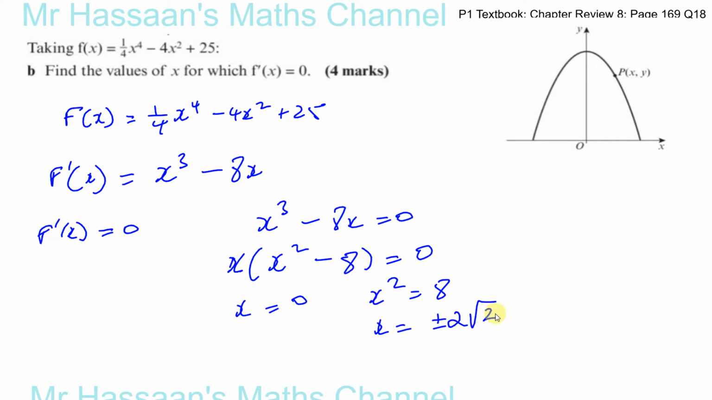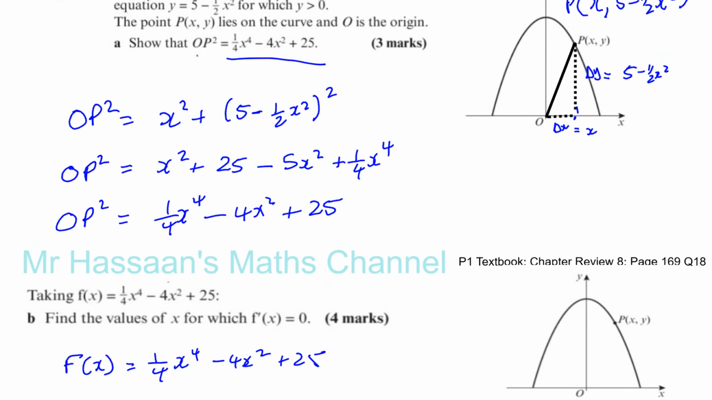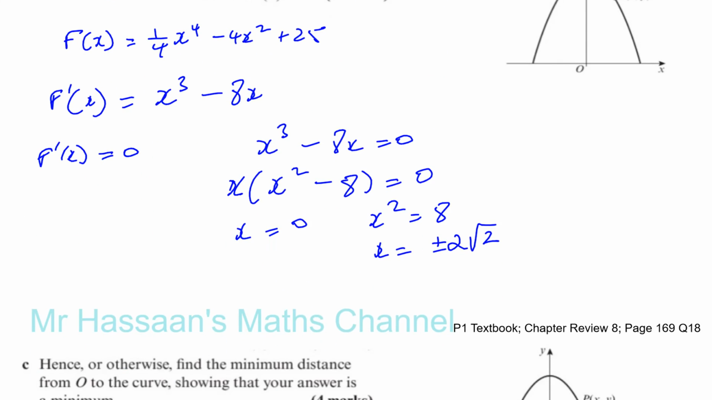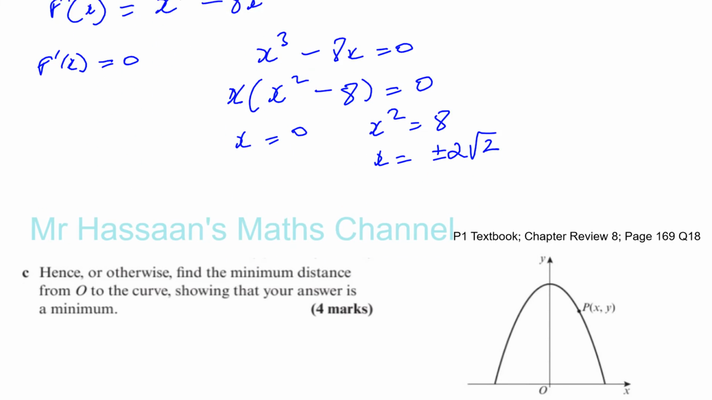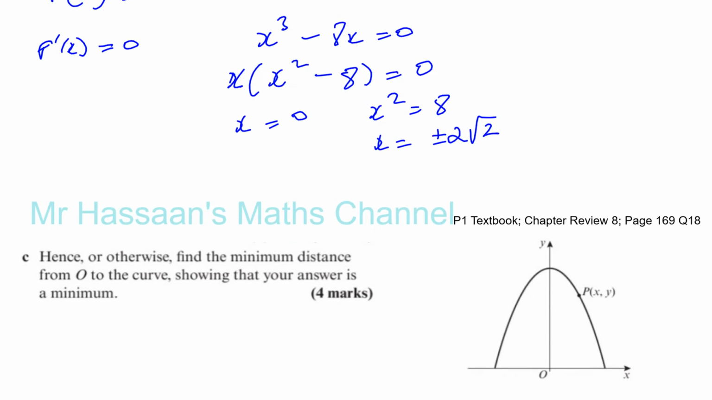4 times 2 is 8, so you take the 4 out of there. So x equals plus or minus 2 root 2. Okay, so those are the values of x for which f dash of x equals 0. That's for the distance between O and P squared. Okay, so hence or otherwise find the minimum distance from O to the curve.